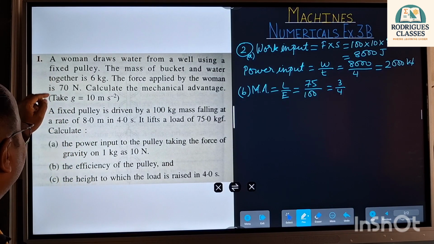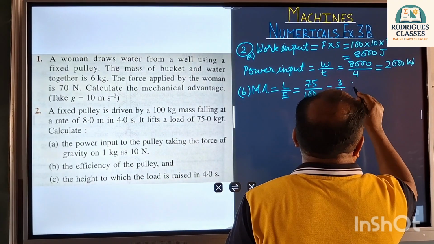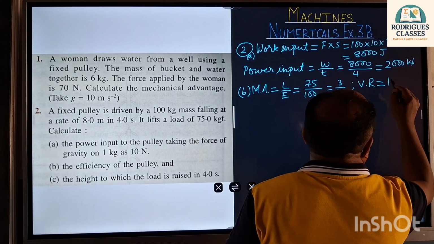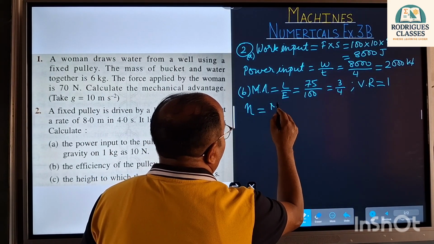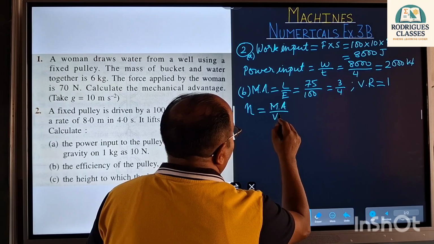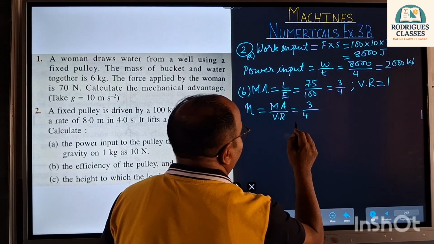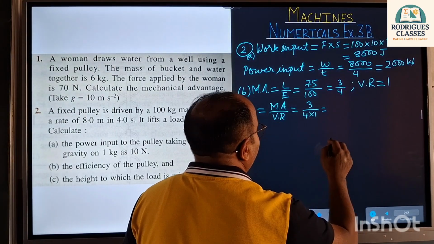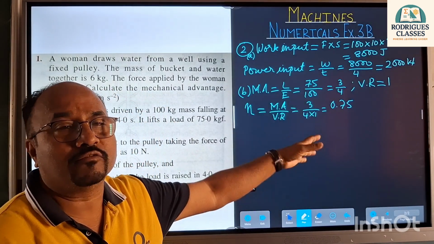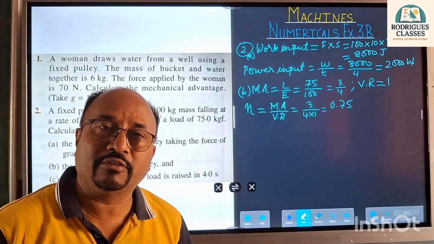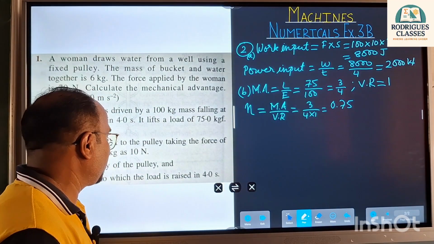The pulley given is a fixed pulley. So a fixed pulley has a velocity ratio of 1. So I will write here velocity ratio 1 directly. And now efficiency is mechanical advantage by velocity ratio. So that is 3 by 4 and then velocity ratio is 1. So 3 by 4 will give me 0.75. I did not find it in percentage, so I have not involved 100. So I can write 0.75. If I would have multiplied with 100, I would have got the efficiency as 75%.